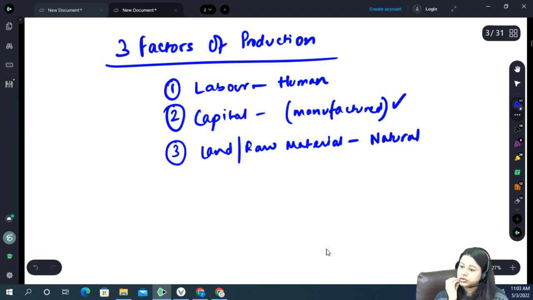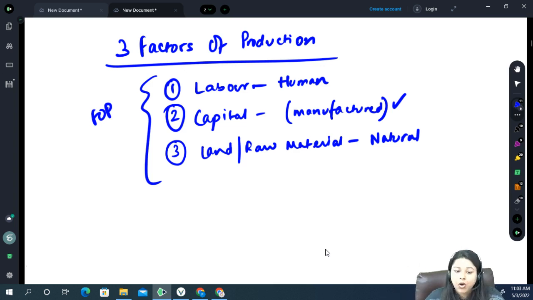Capital is your manufactured. There are three different factors, FOP, factors of production, which are utilized in the process of production. All right. Three different factors of production: land and raw materials, labor and capital. You might have studied one more thing known as entrepreneurship, right? Which we don't actually refer to in CB2, which maybe falls under labor, which maybe again falls into capital also, right? So we don't create a subpart for entrepreneurship. So these are your three different factors of production.